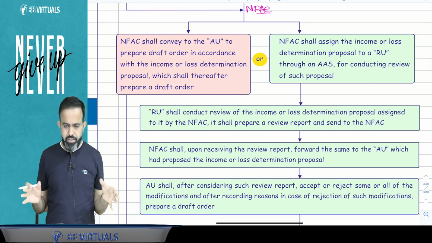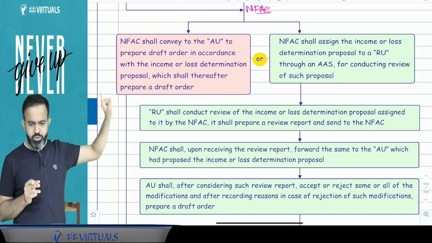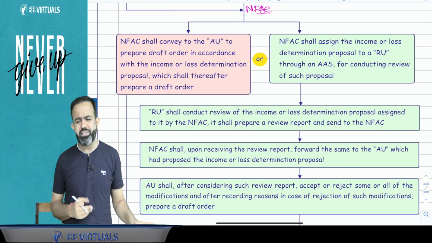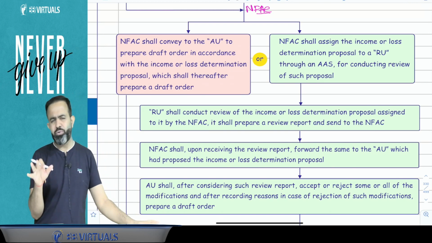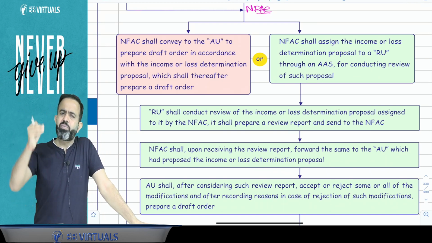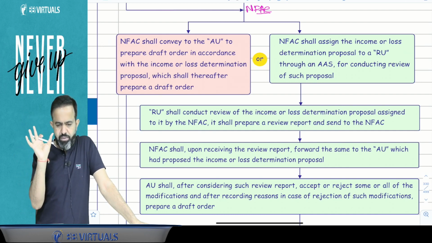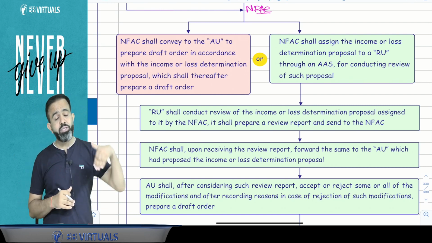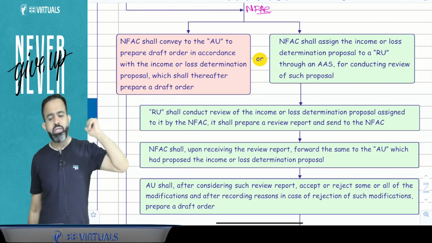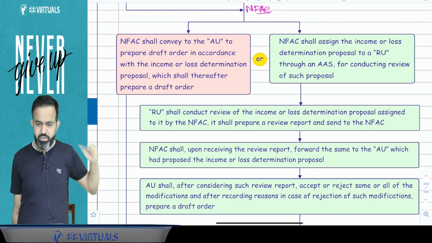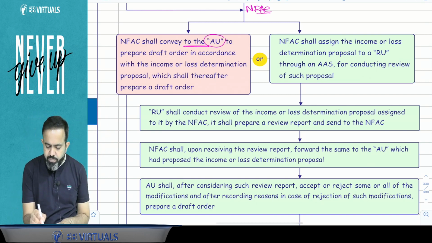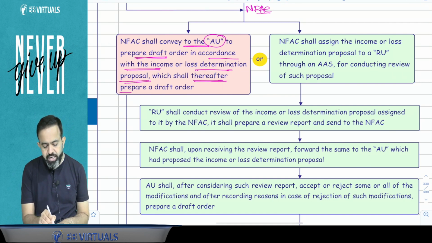There may be two possibilities, because I mentioned this or that. Directly they will tell the assessment unit, mostly in very small cases, when they think there is no need of review, to just prepare the draft order from that proposal of determination of loss and gain. And suppose they feel that we should review that particular proposal, in that case they will ask the review unit to review it. So first we will discuss the first part. NFAC shall convey to the assessment unit to prepare the draft order in accordance with the income or loss determination proposal, which shall thereafter prepare the draft order.